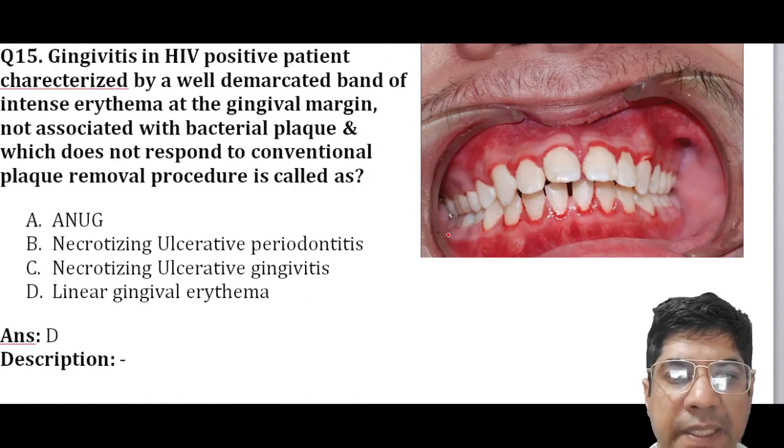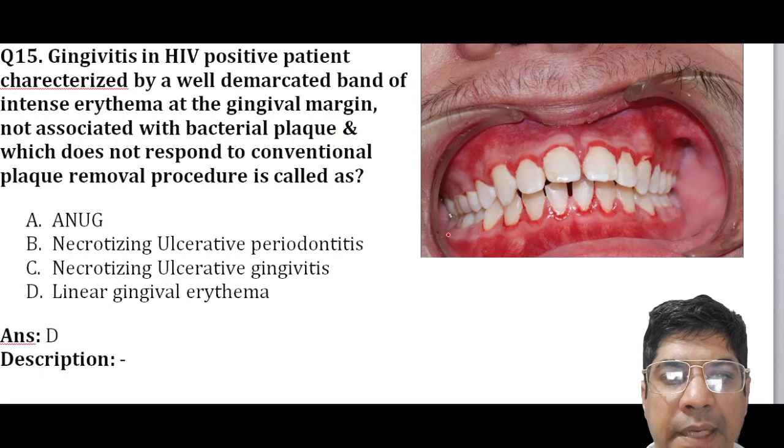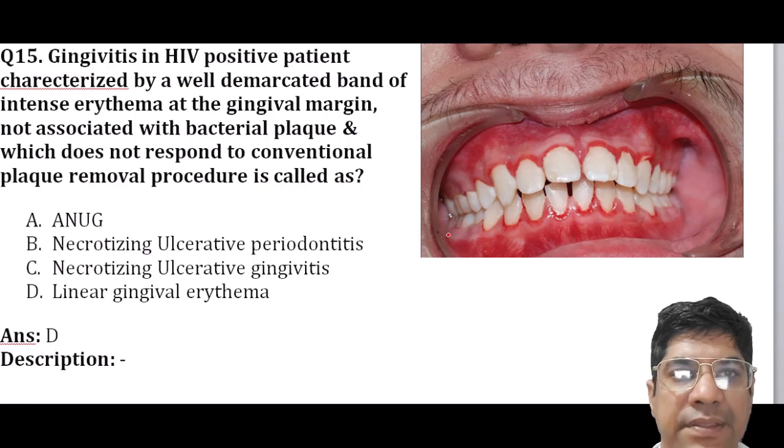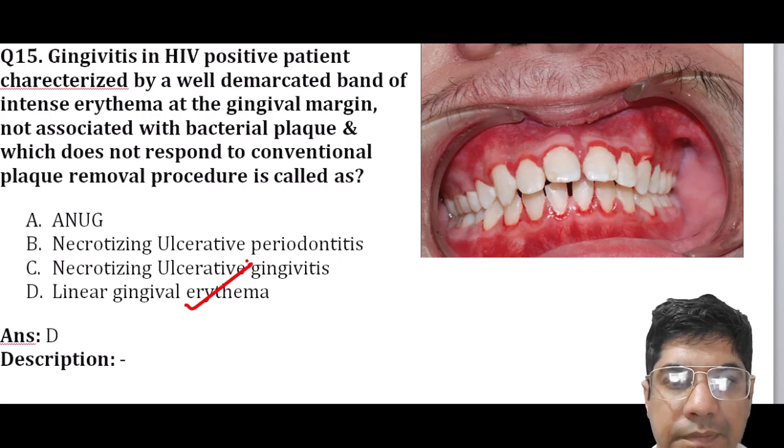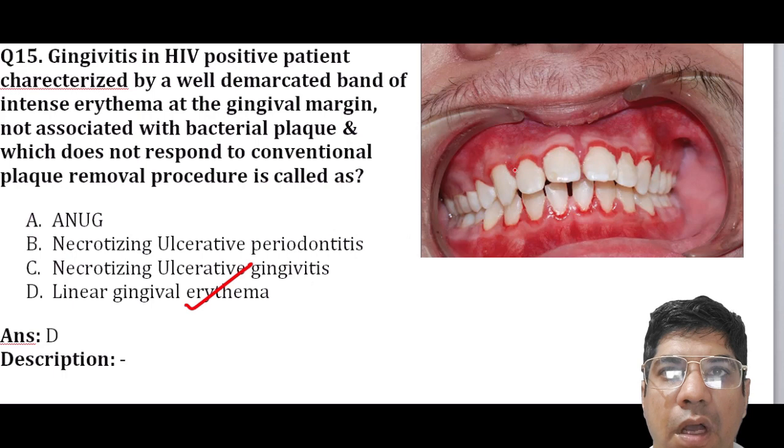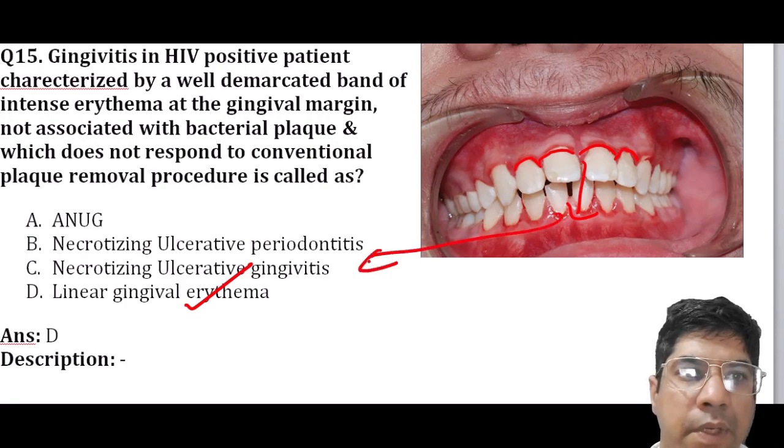Gingivitis in HIV positive patient, characterized by well-demarcated band of intense erythema at the gingival margin, not associated with bacterial plaque, and which does not respond to conventional plaque removal procedure, is called linear gingival erythema. So it is a distinctive form of gingival inflammation that is associated with HIV positive individuals.